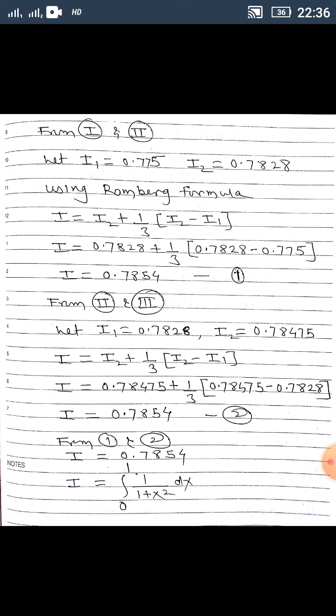If these values were different, again we would have to use I is equal to I2 plus 1 by 3 (I2 minus I1). But these values are same, so there is nothing more to use there. So from 1 and 2 we can say that I is nothing but 0.7854. Okay, so this is the integration value.